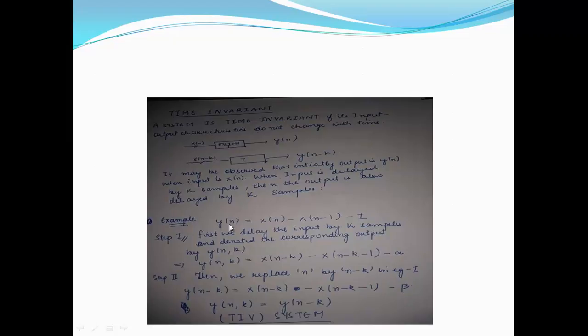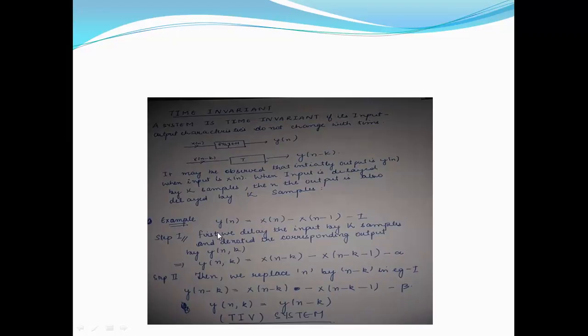You will first delay the input signal by k units, and then represent the output by y(n, k). So in y(n, k), I am delaying the input signal by k units: x(n−k) − x(n−k−1). Simply, I just delayed my input signal by k units. Now, in equation 1, this first step is over. It's simple. You just delay the input signal by k units.